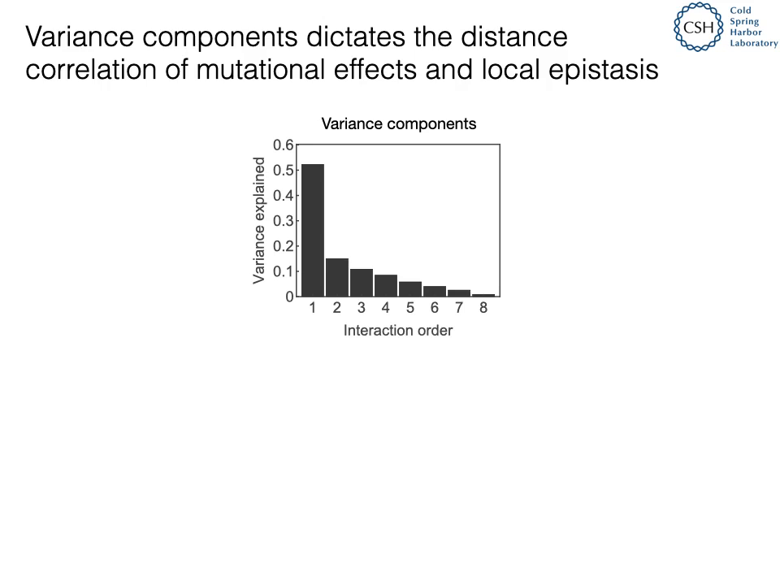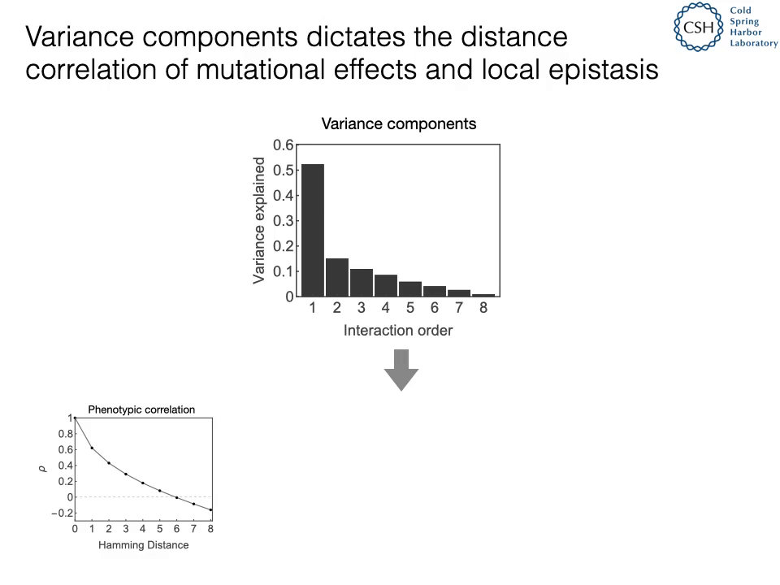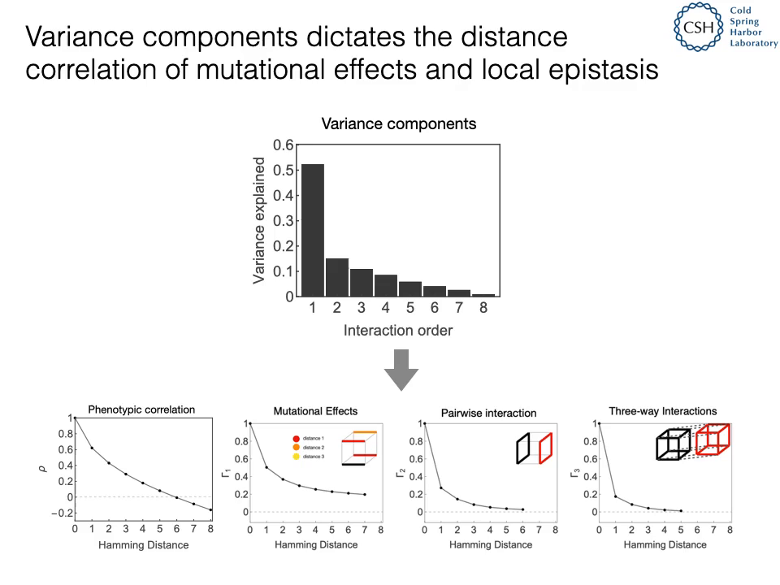Why are the variance components an important statistic to learn? It turns out that they encode a lot of the information about the structure and epistasis of the fitness landscape. First, the variance components determine how the correlation in phenotypes decays as a function of sequence divergence. And second, the variance components also determine the distance correlation of mutational effects and local epistatic interactions. These quantities are all extremely important when making predictions, as they tell us when we see a mutational effect or a local interaction, how predictable their effects will be when they occur in a distant genetic background.